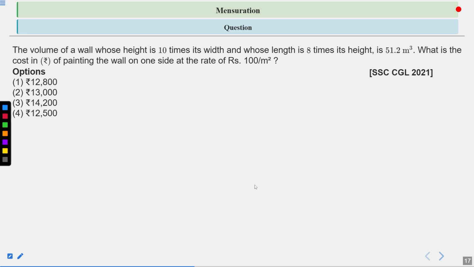The volume of a wall whose height is 10 times its width and whose length is 8 times its height is 51.2 cubic meter. What is the cost in rupees of painting the wall on one side at the rate of 100 rupees per meter square? This question was asked in the SSC CGL exam 2021. There are 4 options. First one is 12,800 rupees. Second is 13,000 rupees. Third is 14,200 rupees. And fourth is 12,500 rupees.